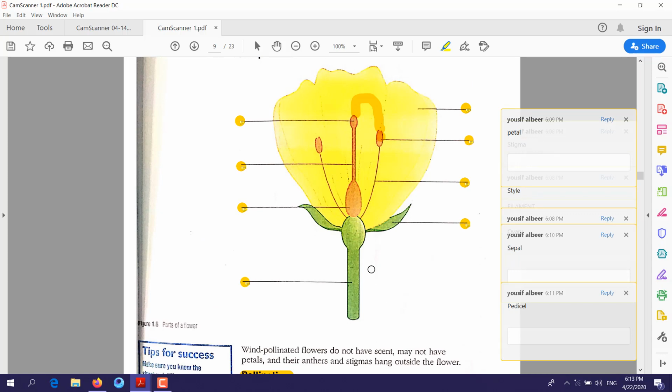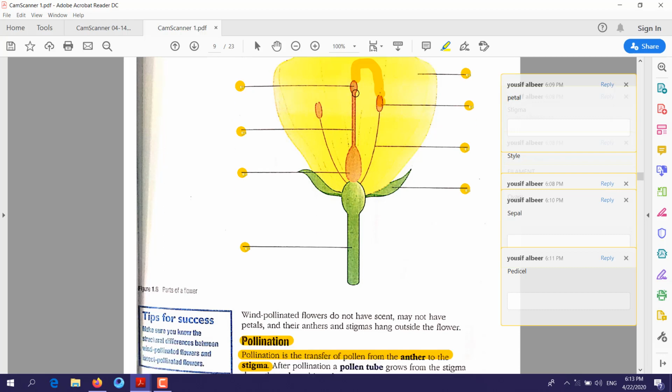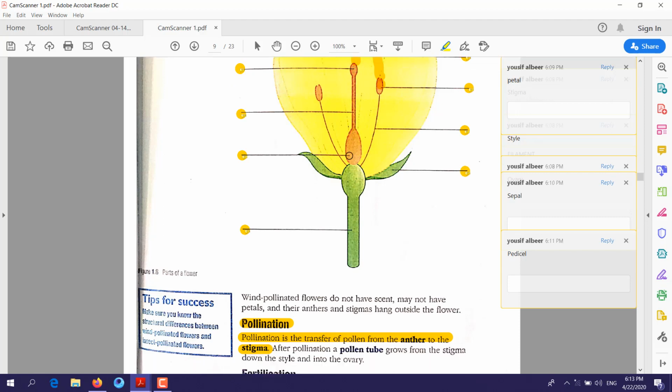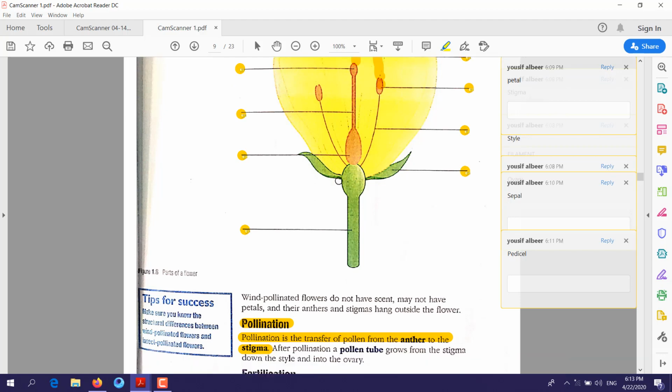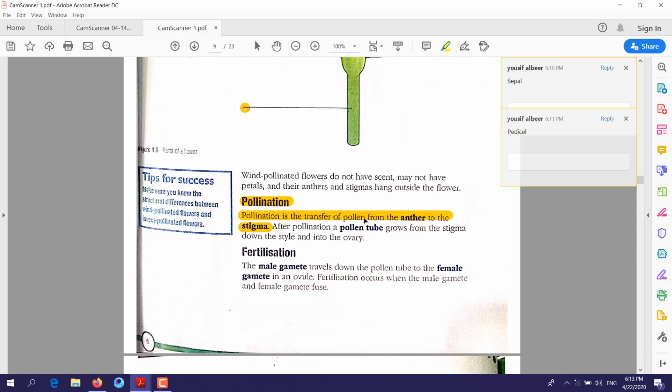After that, what will happen? When the pollen lands on the stigma, a small tube will start growing from the pollen. This tube grows through the stigma, goes through the style, and then reaches the ovary. After pollination, a pollen tube grows from the stigma down the style and into the ovary.